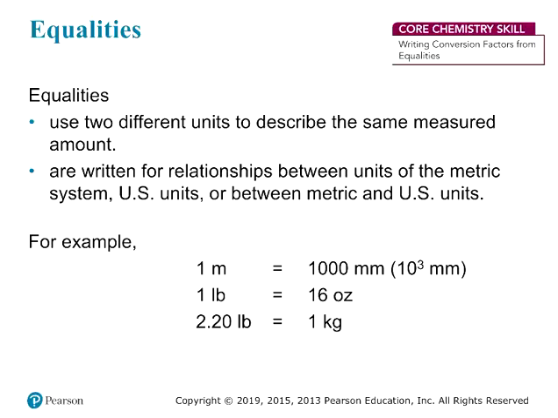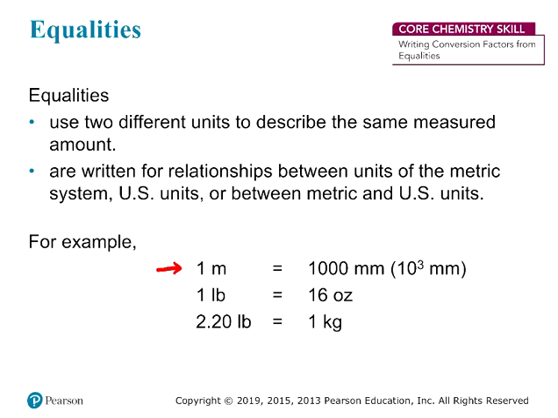So we're going to start by looking at equalities. Equalities use two different units to describe the same measured amount. Down below we have a few examples. For instance, 1 meter is equal to 1,000 millimeters, or 10 to the third millimeters. I keep wanting to say milliliters, but it's millimeters.